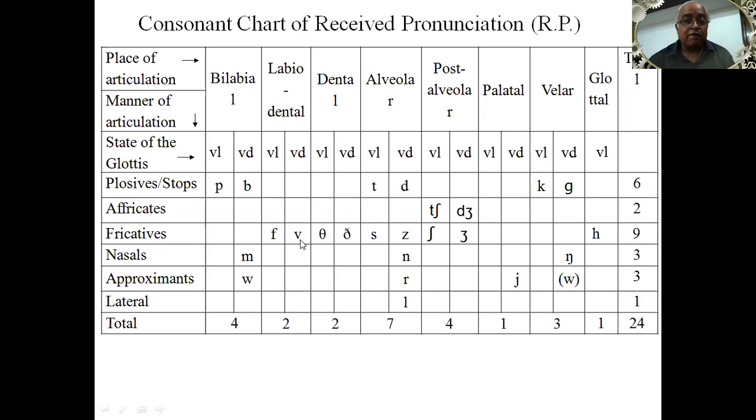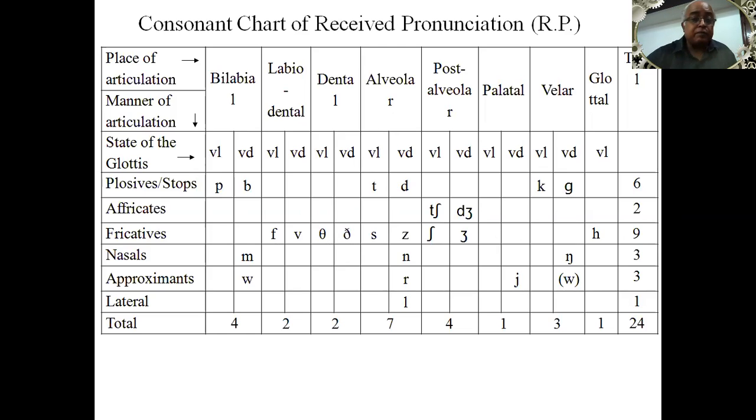So we have got 9 fricatives out here: fa, va, sa, za, sha, zha, ha. We had 6 plosives: pa, ba, ta, da, ka, and ga. And we had 2 affricates, cha and ja. Now we have got 9 fricatives.